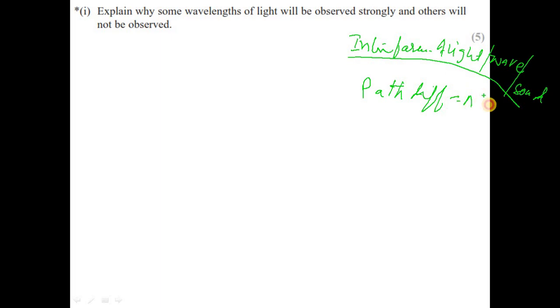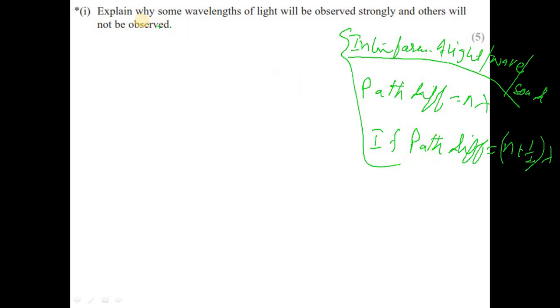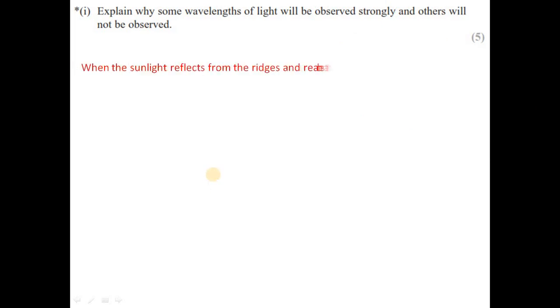If the path difference is equal to n lambda, then we expect constructive interference, a bright color or a loud sound, because the waves are in phase. And if the path difference is n plus half of lambda, then we expect destructive interference, and no light or no wave or no sound at that condition. So that's how you incorporate all the points. The light coming from the ridges X and Y, if the path difference between these two is equal to n lambda, we observe a strong light, and at other points we do not observe it because of the path difference of n plus half of lambda. That's how you can frame the answer.